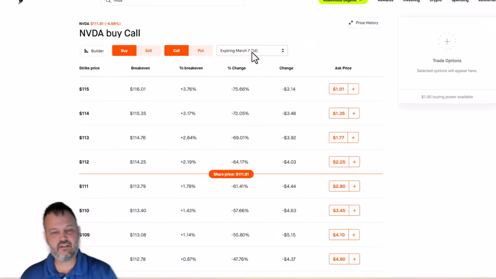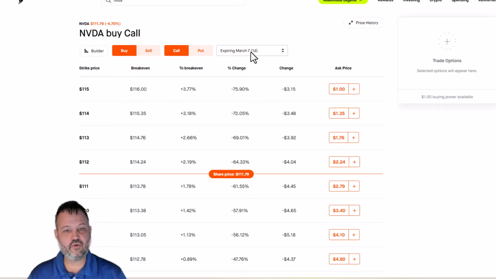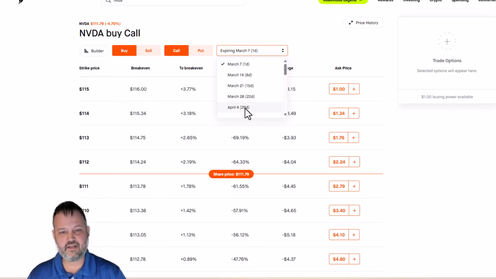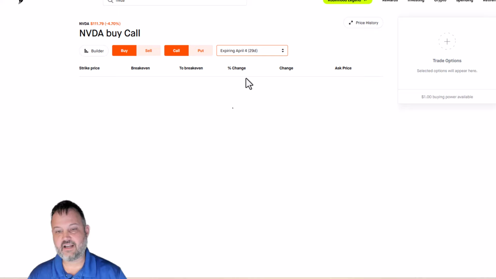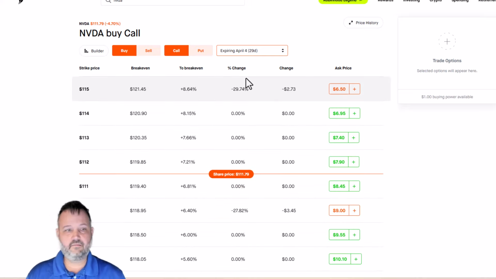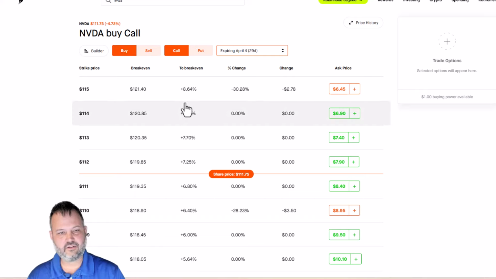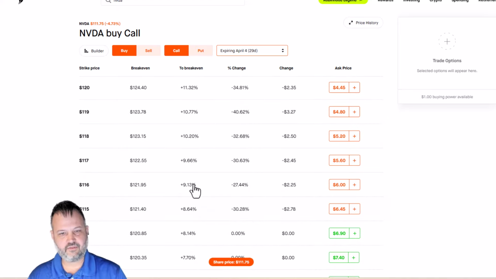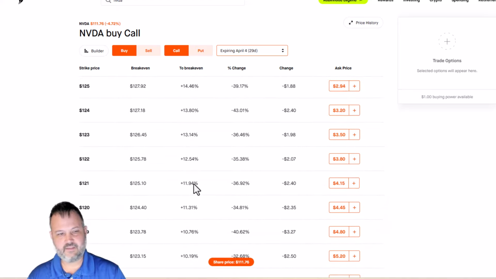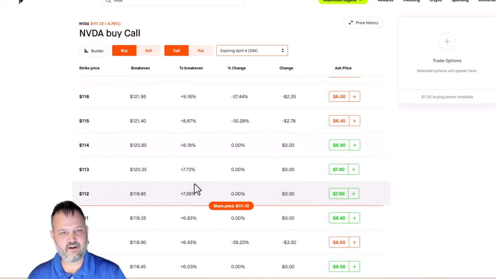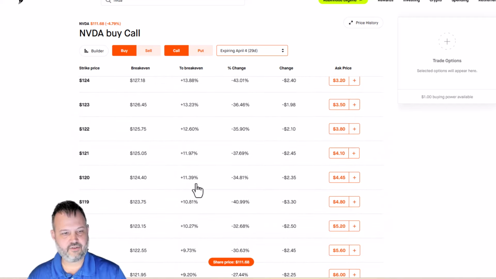Okay, so here's the Nvidia option chain. I want to do the 30 days out because I want to give this some time. The higher the time frame, the more your odds increase. And so we're going to buy a call and take a look at these prices here. So we want to go up to probably around where we can afford it. So what area can we afford to buy these calls at?